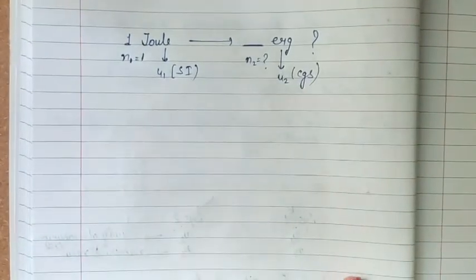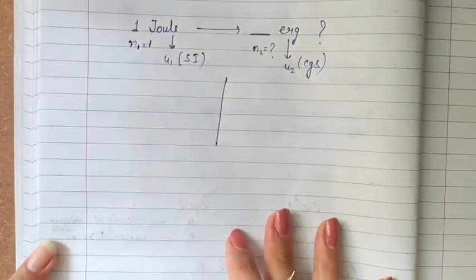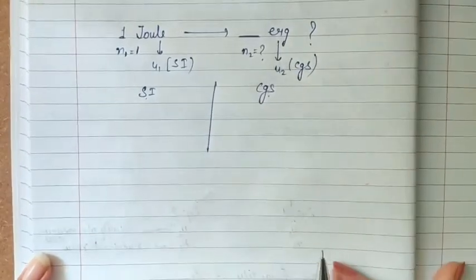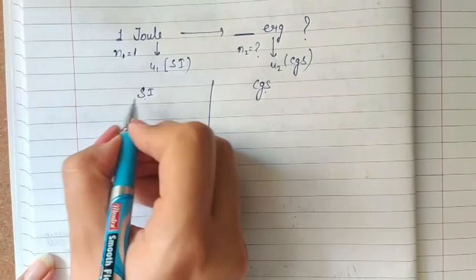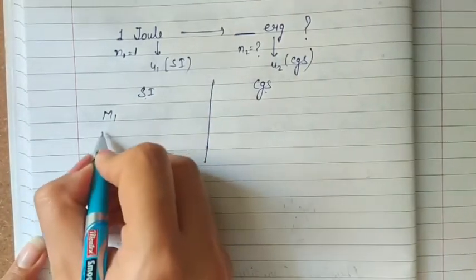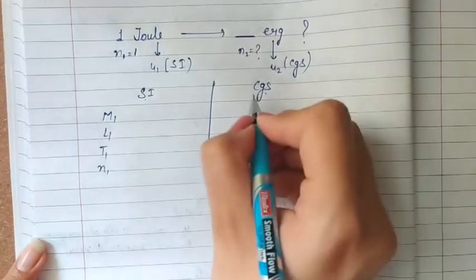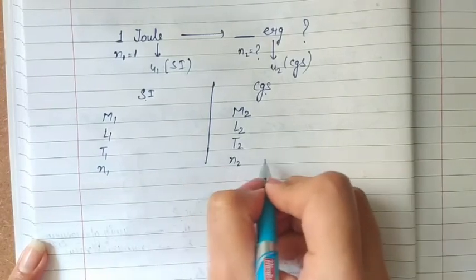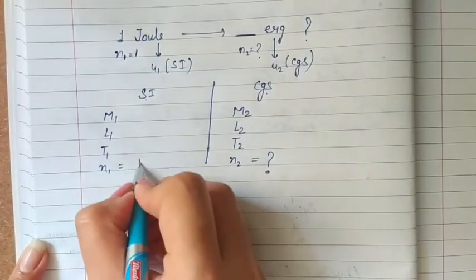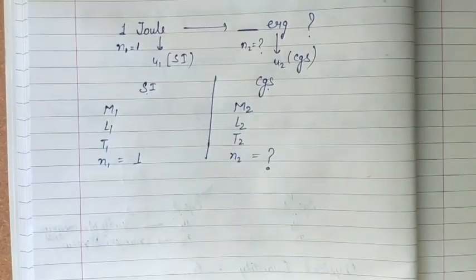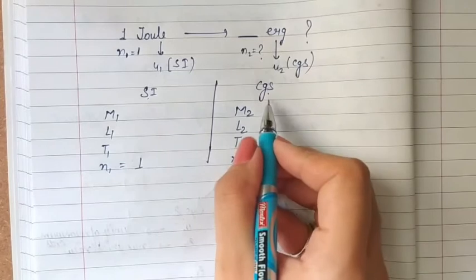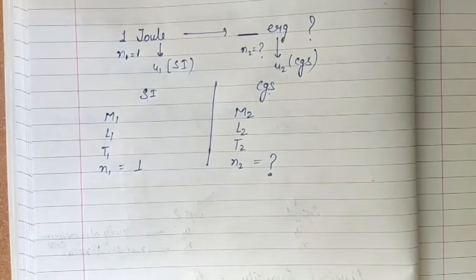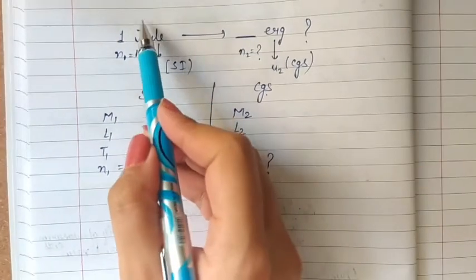So we consider all these facts and take two sections, one for the SI system that is given and one for the CGS system that we have to calculate. In the SI system we have M1, L1, T1, N1 in the first system. In the second system we have M2, L2, T2, N2. The value of N2 is unknown while the value of N1 is 1 joule. We first have to know the dimensions for the physical quantity having units joule.